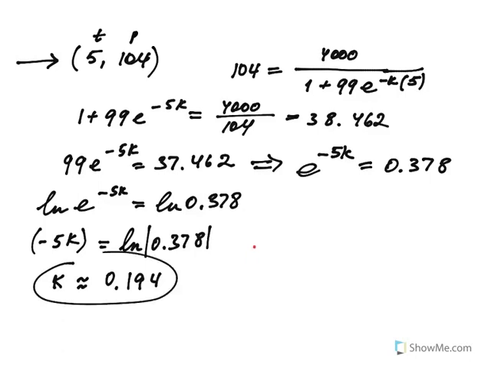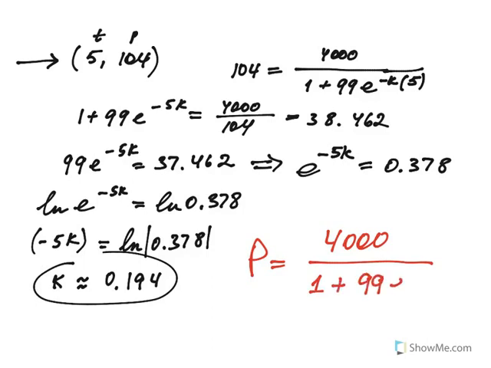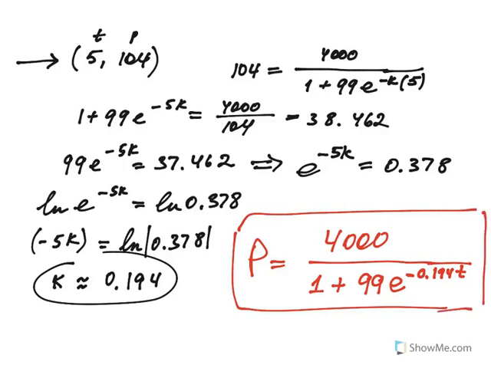Okay, excellent. So now let's put it all together. Our final equation is P equals carrying capacity 4,000 over 1 plus b is 99, e to the power of negative, and k, we just found it, is 0.194 times t. And we're done. This is our logistic model that represents this interesting situation. Now, we're not done yet. That was only part A, believe it or not.